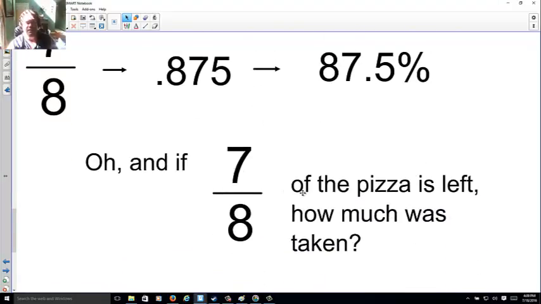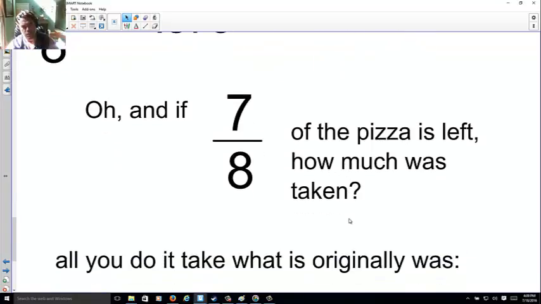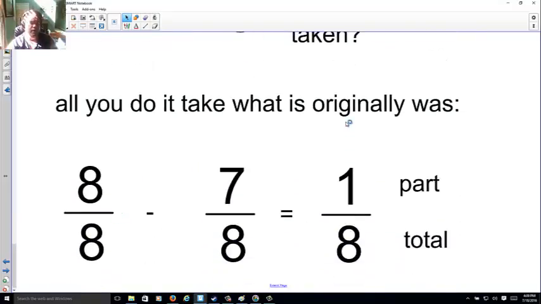Oh, and if 7/8 of the pizza is left, how much was taken? In other words, what's missing? Well, yeah, everyone's going to say 1/8, and you're right, but let me show you why. What I want you to do, the original pizza had 8 pieces, so it's 8 out of 8, because before I touched it, it was 8 out of 8. Then, when you take one away, or in this case we're saying that there's 7 left, how many were taken? Take 8 minus 7, and that leaves 1 out of 8, or 1/8 was how much was taken.